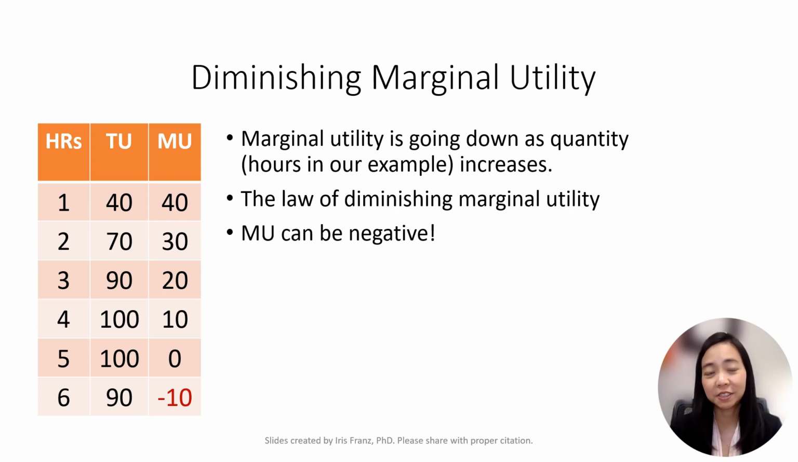Notice that marginal utility is going down as we increase the number of gaming hours. As you spend more time gaming, you might start to feel tired and your eyes might become irritated. We call this the law of diminishing marginal utility. Eventually, if you become sick looking at the screen, your marginal utility can become negative.